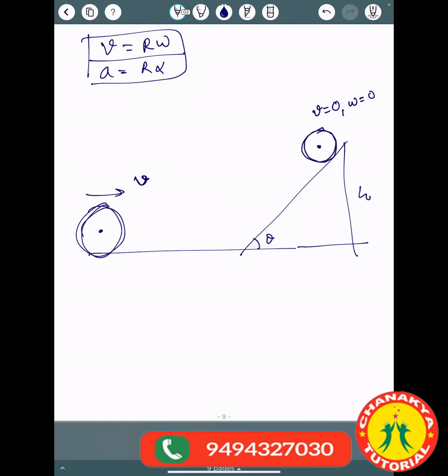So from the work energy theorem, the work done is equal to the change in kinetic energy, correct? So how much work is done? Only gravity has done work, nothing else. So mgh is equal to, but mg is down, it is moving up, displacement is up, so you have to put a minus sign. K final minus K initial.